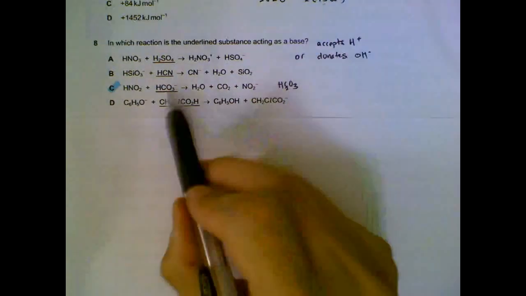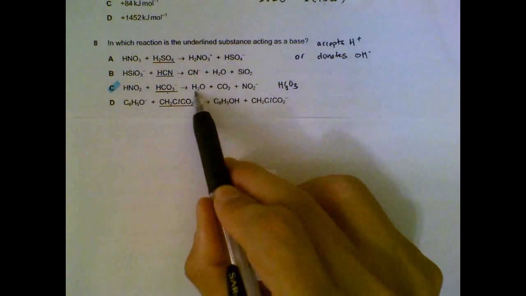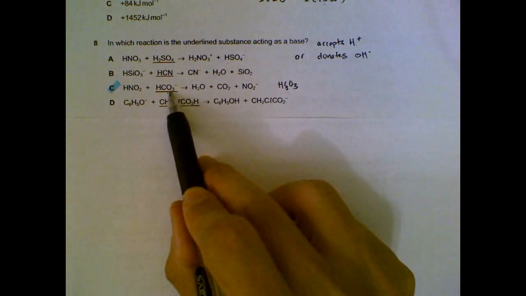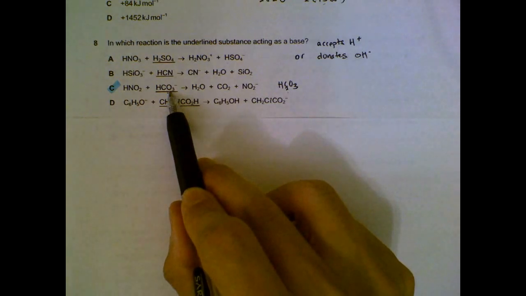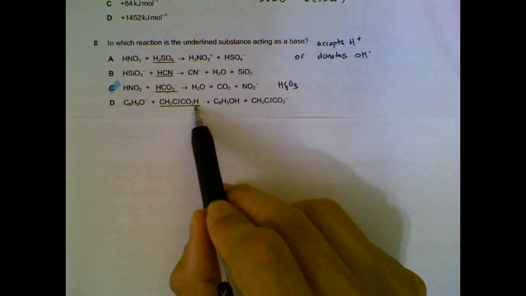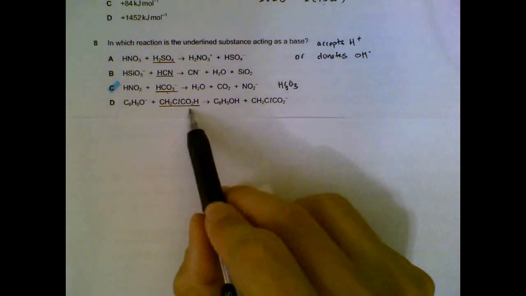Okay. That's actually an intermediate. It gains a hydrogen proton. It actually forms H2CO3, and then this one is not too stable. It will break into water and carbon dioxide. So the proton acceptor is the underlined substance here. Okay. Then we can eliminate D also. D is a hydrogen proton donor. It loses hydrogen to form this substance here. So the underlined substance for D is also an acid.